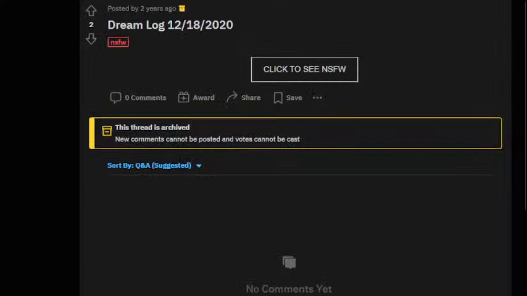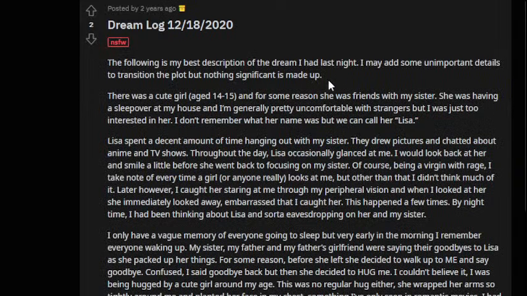Dreamlog is just weird. I just wrote down what I dreamed about. Wait, actually, that one might be interesting. There was a cute girl, aged 14 to 15.